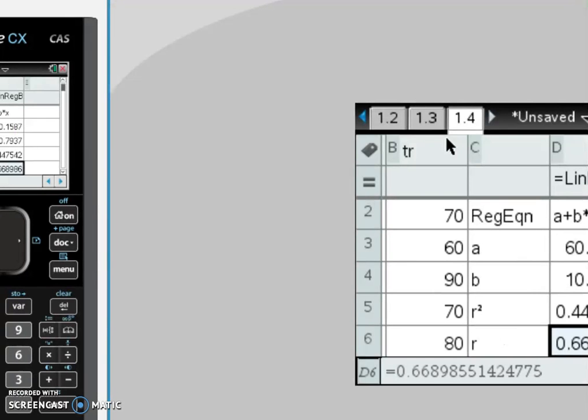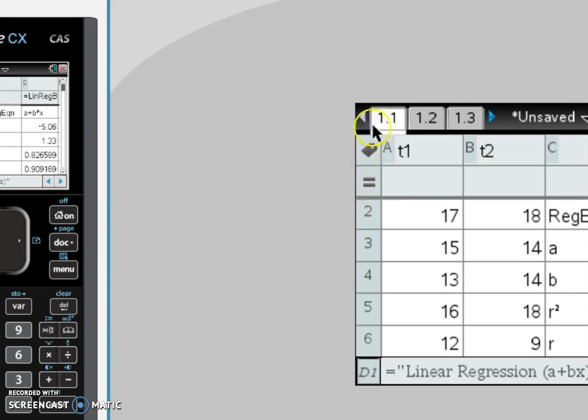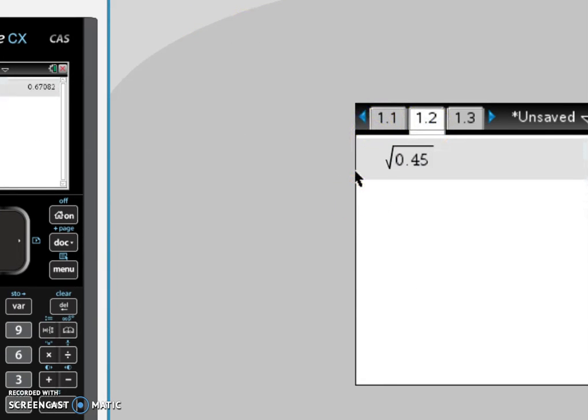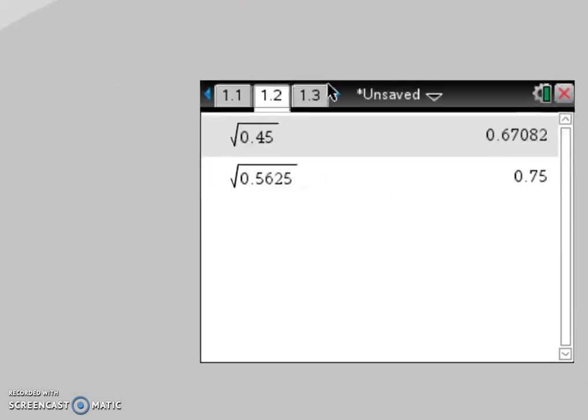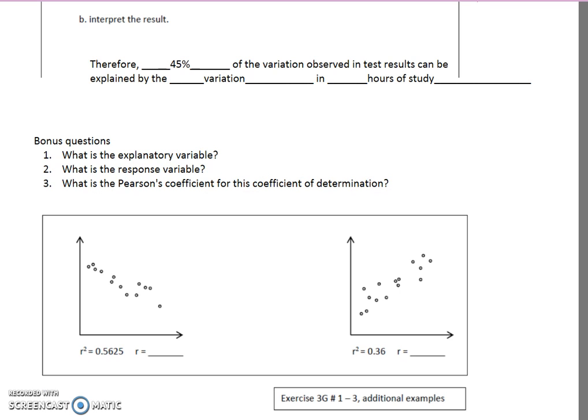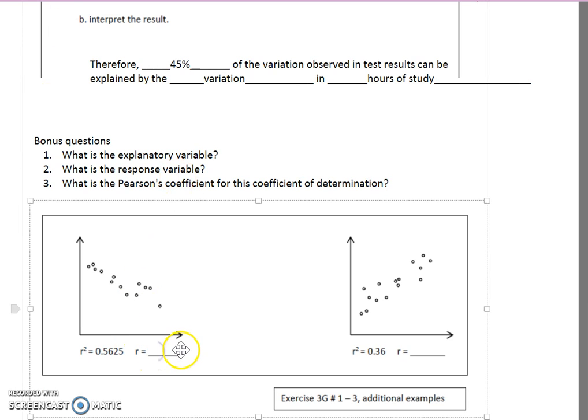So if you do the square root of 0.5625, doesn't really matter what the number is. Alright, that's 0.75. So we go back. That's negative 0.75 because it's going down. And same thing here, if you get an R squared value of 0.36, it's a positive relationship, so you should have a positive value here.